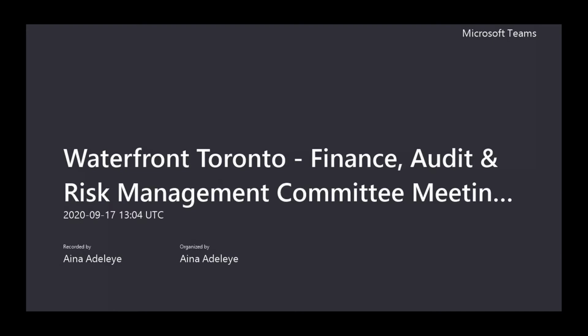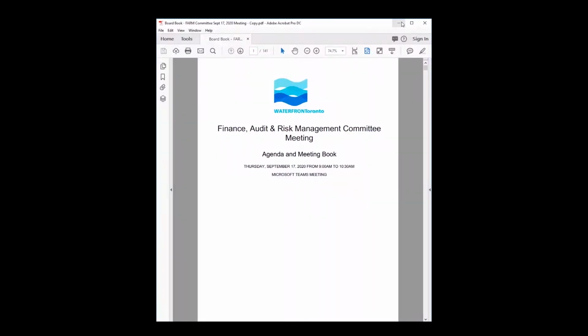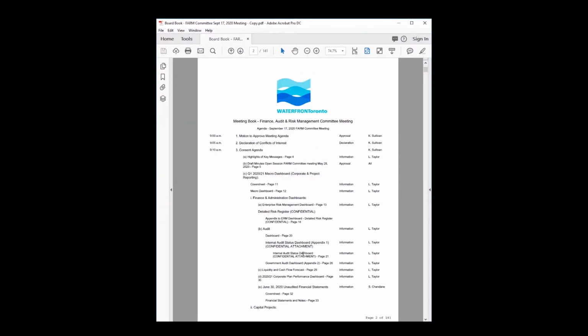The first item on the agenda is to approve the agenda. Any comment? Move that if there's no comments? Anyone? I'll take it as carried. Looks good. Okay. Declaration of conflicts of interest.